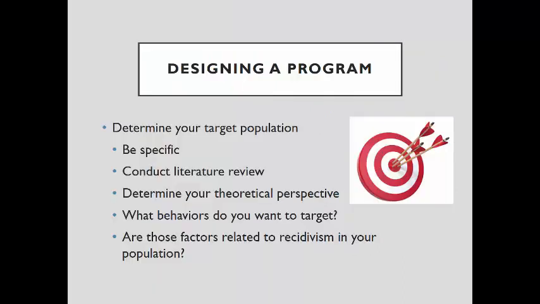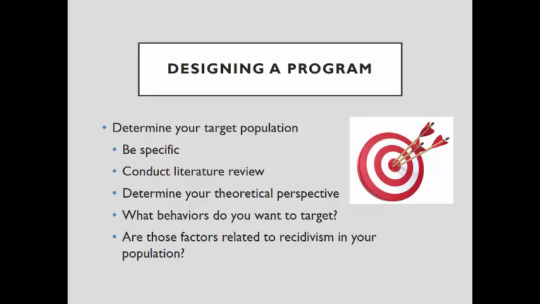You then want to determine your target population. As I mentioned earlier, you want to be specific. So if you want to do a program for somebody who has drug crimes, are you going to do somebody who has an addiction problem, or are you going to be doing somebody that's selling the drugs? Are you going to be looking at everybody, adolescents and adults, or only adolescents? And if only adolescents, is it going to be from a specific age? Because 12-year-olds are very different than 18-year-olds.